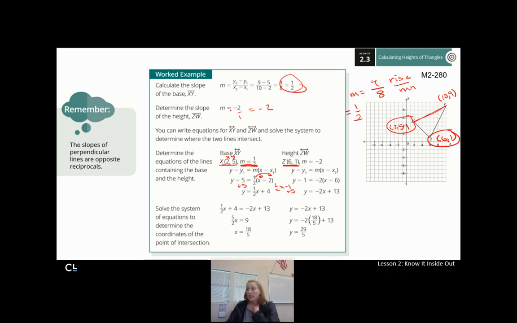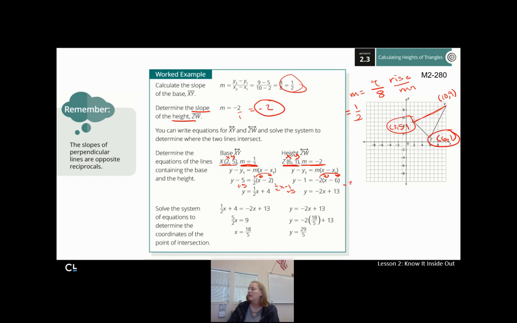We just said the slope for the height should be -2. So there's this guy right here. And now we're going to plug in my x coordinate, my y coordinate. So y minus my y coordinate, y minus 1, equals my slope, -2, times x minus my x coordinate. My x coordinate is 6. Again, I'm going to distribute.